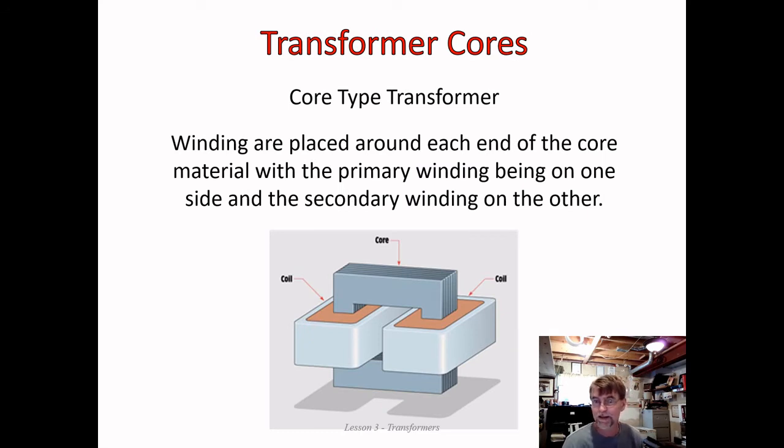And again, this is a picture that matches the images we've seen so far. So windings are placed around each end of the core material, primary winding on one side and the secondary on the other side. And it's the core material that transfers the lines of flux from one winding to the other. Okay, this is very typical. That's why all the images we've seen so far have looked like this, because it makes sense. Visually, it makes sense. Logically, it makes sense. It's all good. Everything's wonderful.